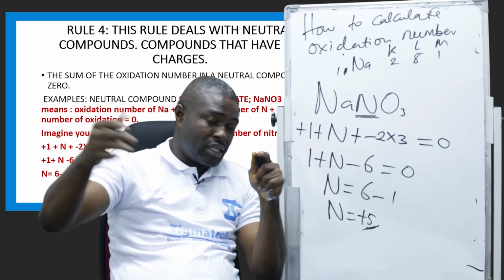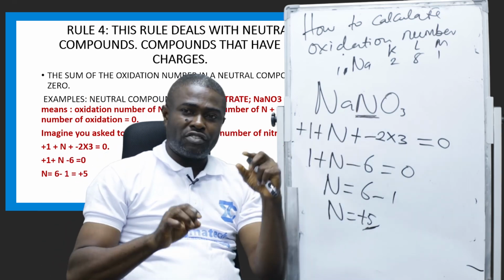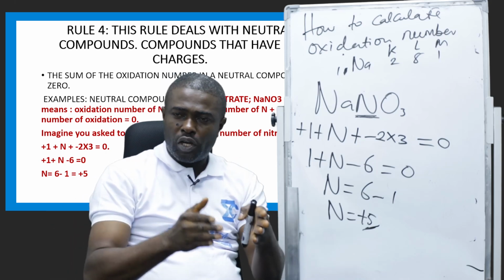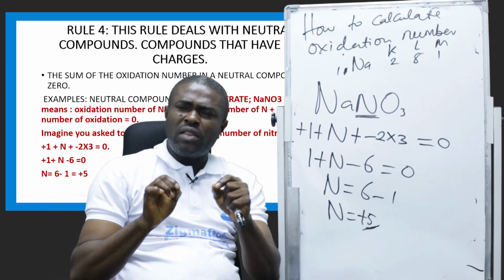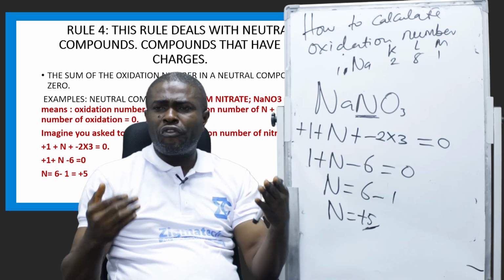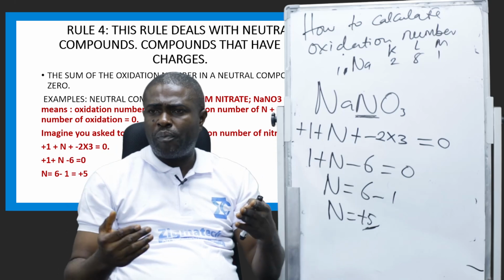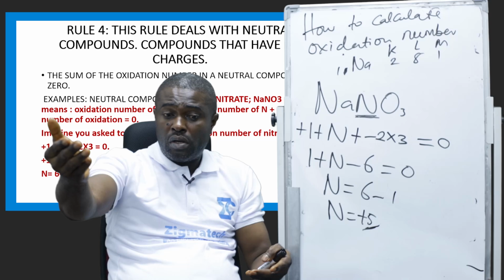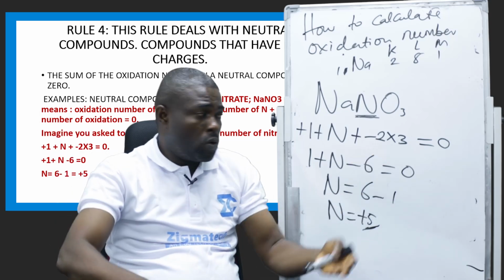So how do we pronounce this? This is sodium trioxonitrate 5. Have you seen it? Sodium trioxonitrate 5. That does not mean you cannot calculate the oxidation number of any other element in that compound. No, it doesn't mean that. We can calculate that of the sodium. We can.